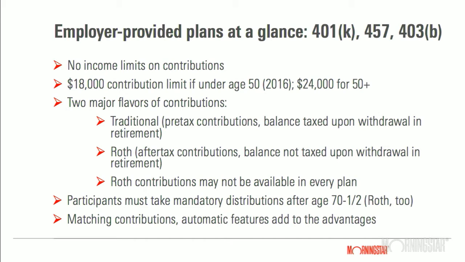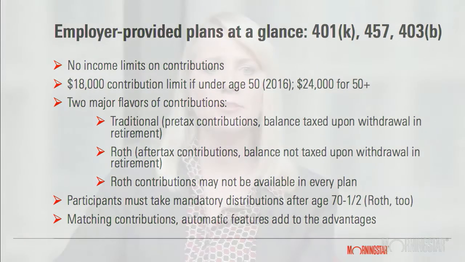A key thing to know about 401k plans, 403b plans, 457 plans is that there are required minimum distributions. So the money must begin being withdrawn once the participant edges past age 70 and a half. Another thing to keep in mind with these company-provided plans is that matching contributions have the potential to enhance take-home returns. That was one thing I didn't factor in with my Emily example, but it certainly does have the potential to enhance take-home returns. And also some company-provided plans offer pretty nice automatic features.